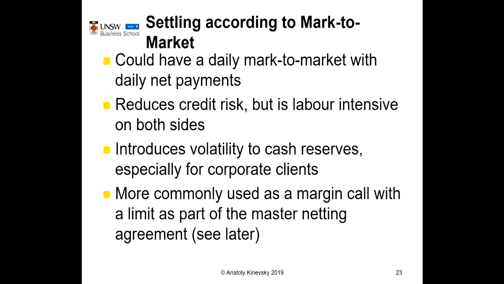So looking at 100 transactions, under those 100 transactions, we might work out that you owe me 17 million and I owe you 19 million. So all we do is I transfer 2 million to you and we reprice all of the transactions to today's rates. So therefore we start tomorrow with zero exposure.